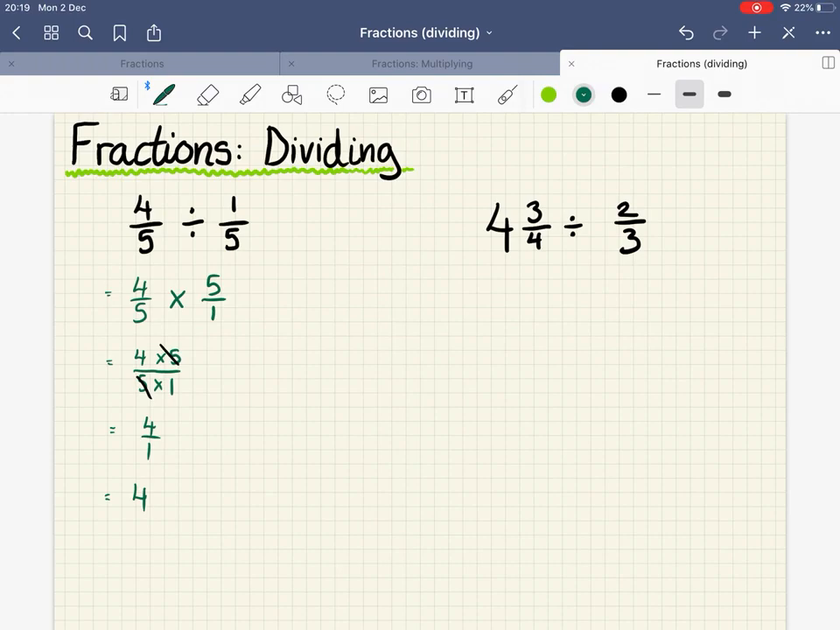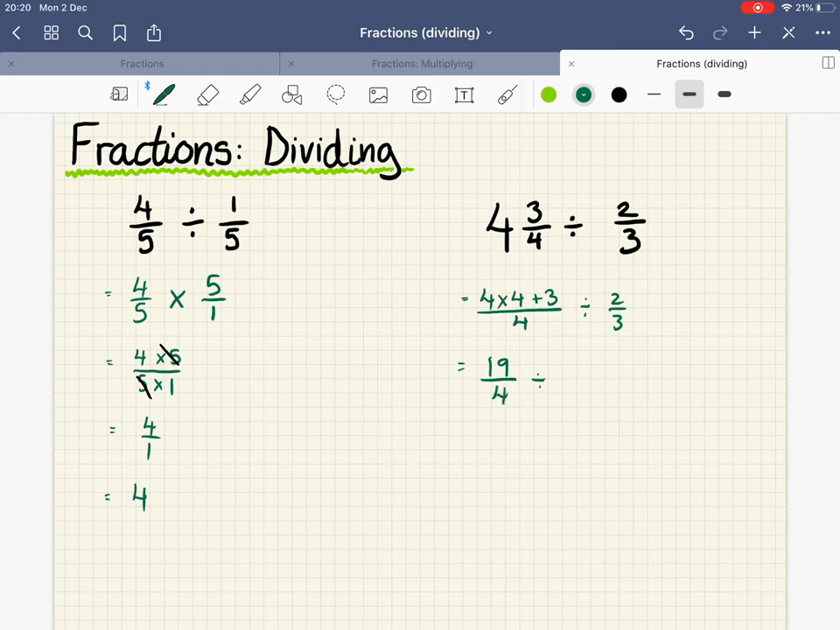Next one here, we've got 4 3/4 divided by 2/3. And again, I want to just turn that into a top heavy fraction. So I'll do the big number multiplied by the denominator, add on what was originally on top. And that all goes over 4. And I'm just going to leave that number at the end there until I finish sorting this out. So that's now going to be 19, because 4 times 4 is 16, add the 3 is 19.